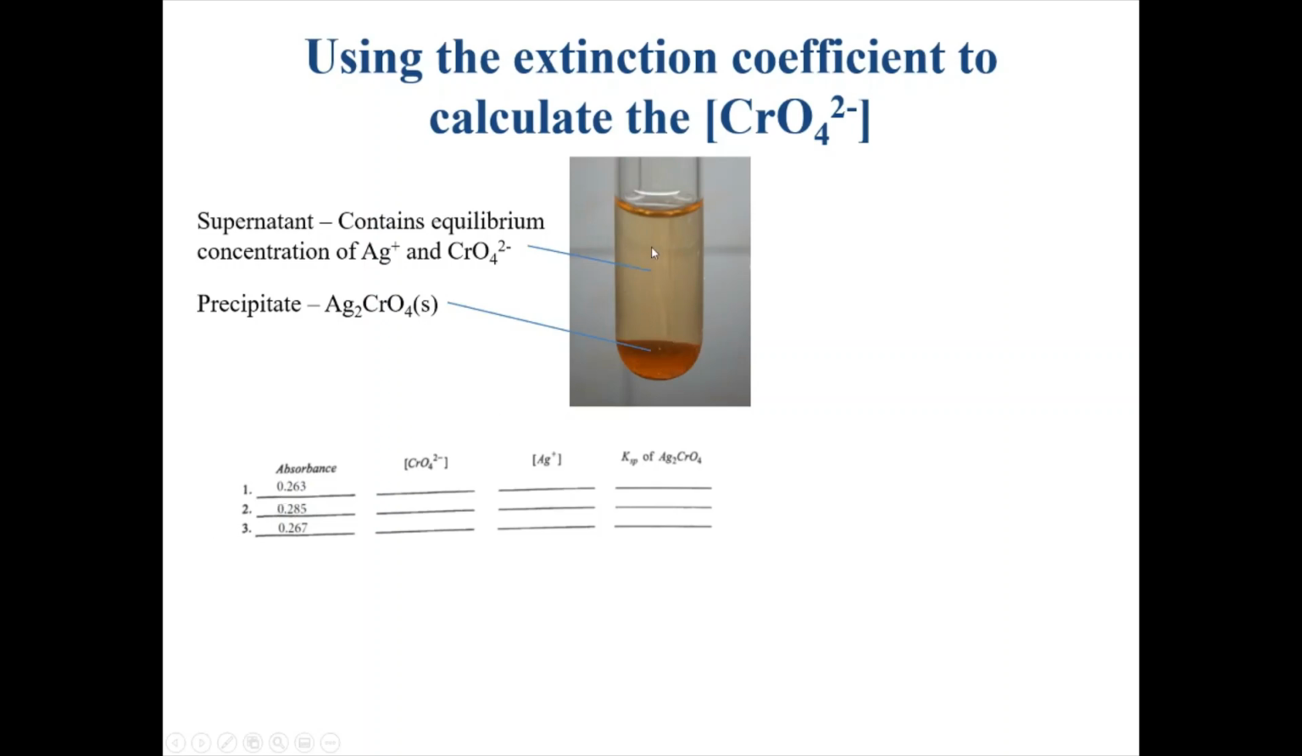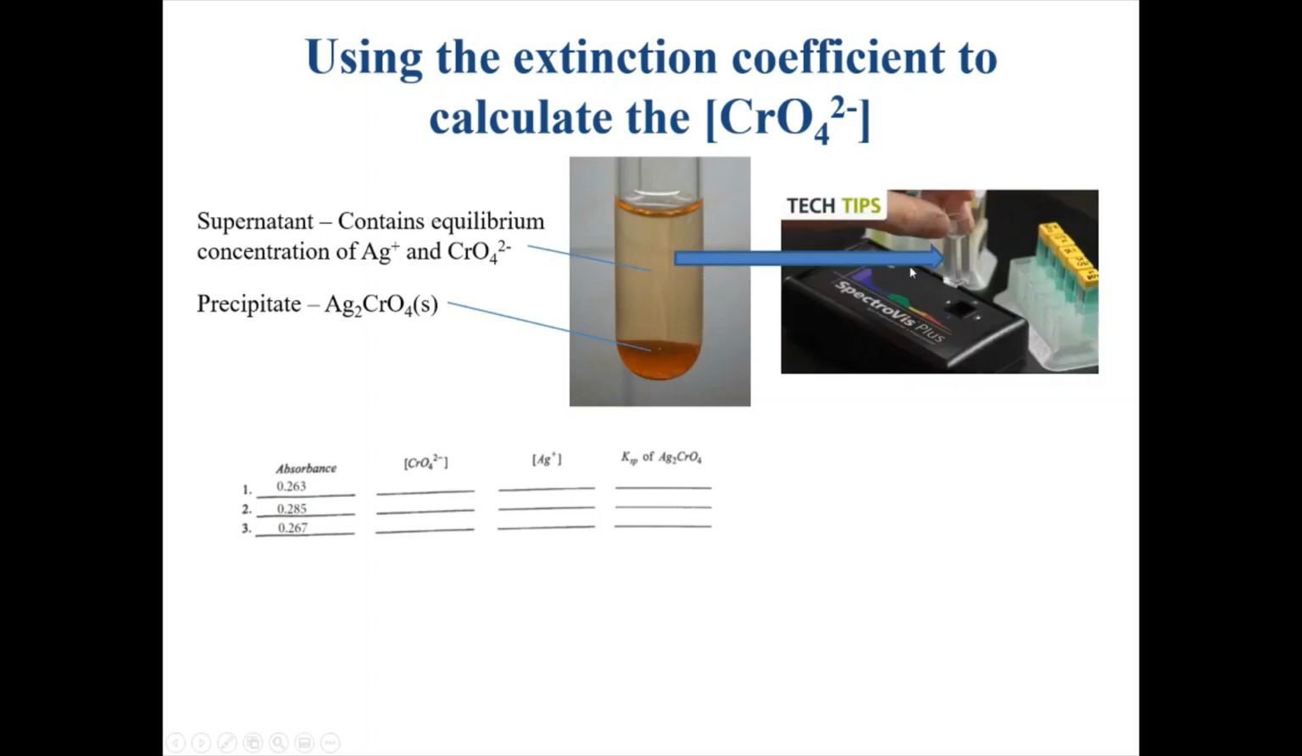So you're going to take a little bit of this supernatant and put it into the UV-vis, and we're going to get absorbances. The absorbance at 400 nanometers was 0.263, 0.285, and 0.267. Basically, we took 3 portions of this solution and took the absorbance just to get an average. So now your job is to calculate the chromate concentration in the unknown. Like I said, by dividing the absorbance by the extinction coefficient using Beer's law, we can get the chromate concentration, which you're going to write here.